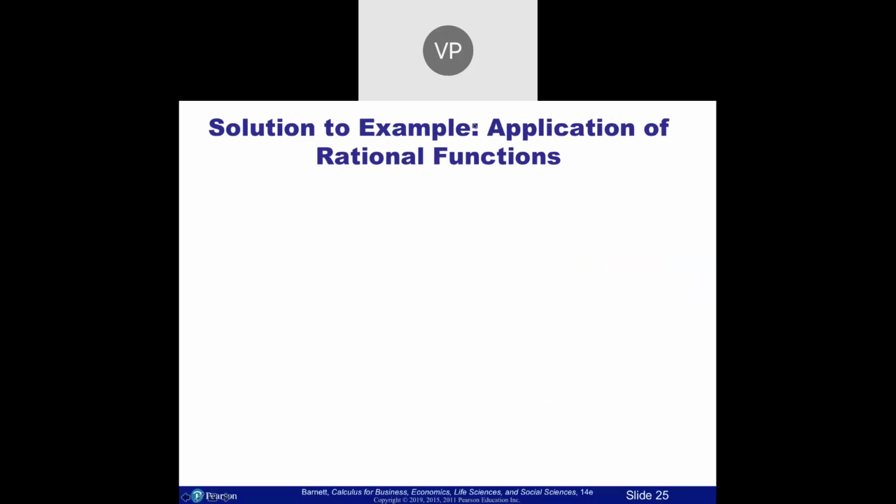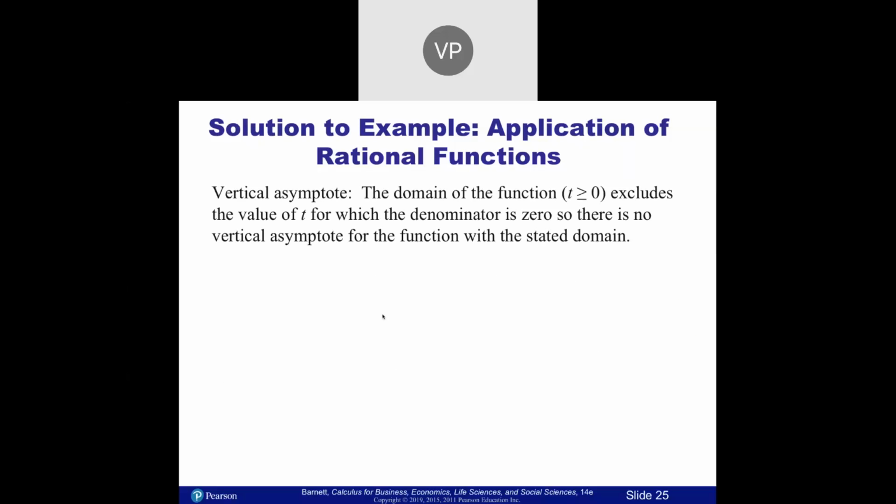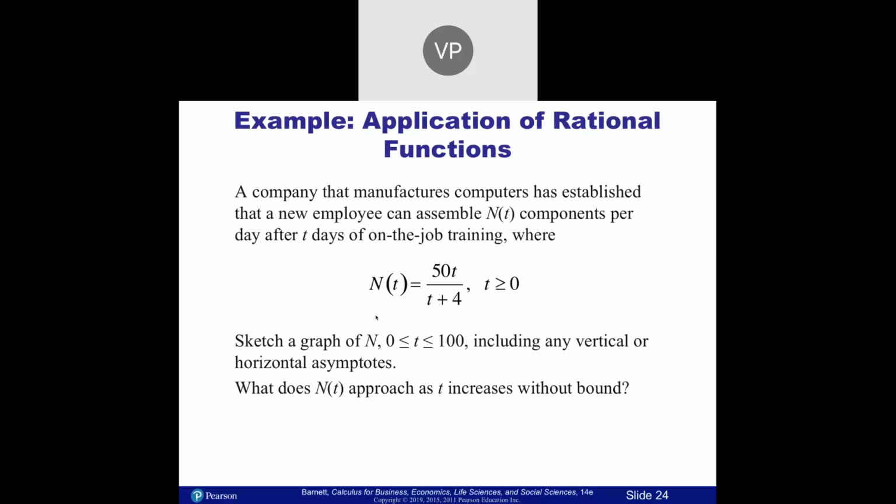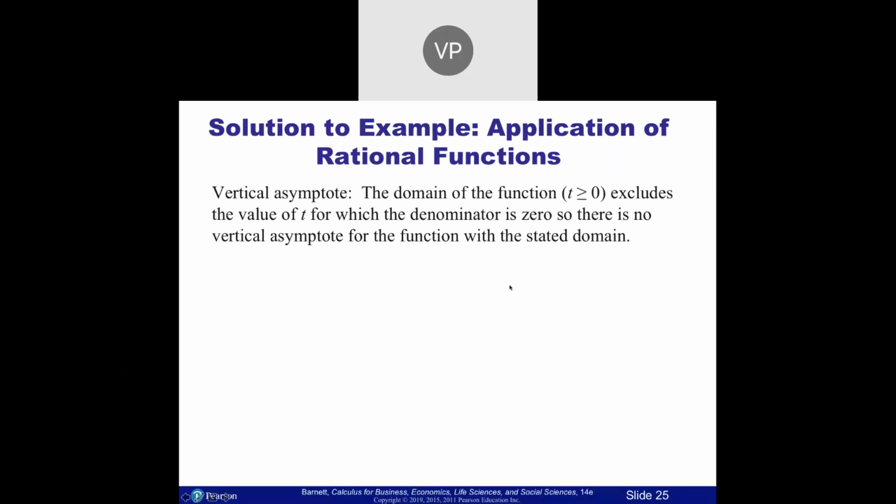All right, now we're going to talk about some examples of these. Okay, so the domain of the function is t is greater than 0, which excludes the value of t for which the denominator is 0. So there is no vertical asymptote for the stated domain. Going back over here, remember, that was an important part. This is when t cannot be -4, but because they quote here t is only for values bigger than 0, then actually this is the domain right here. This stands. There are no restrictions, no exemptions.